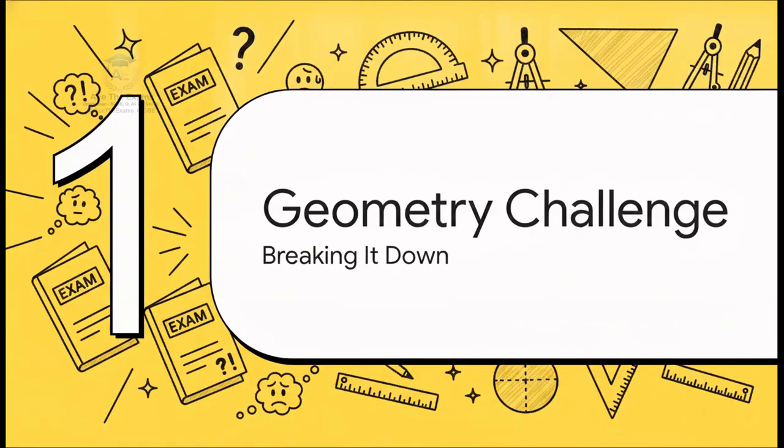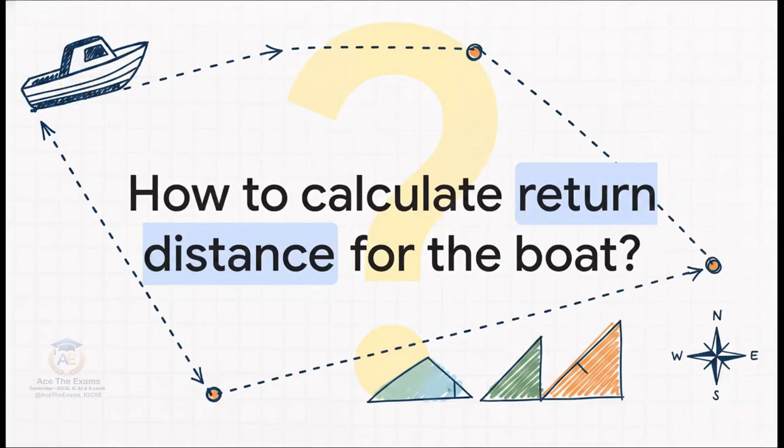Section 1. The geometry challenge. Let's start with the exact kind of question that usually makes students panic the second they turn the page. Okay, when you first look at a boat trip problem like this, it seems completely overwhelming, right? Just imagine it. A boat sets off from point S, travels due north to point B for 6 kilometers, turns due east to point C for another 6 kilometers, and then, out of nowhere, pivots on a bearing of 135 degrees towards point D for 13 kilometers. Then the exam asks you to calculate the exact distance back to the start.